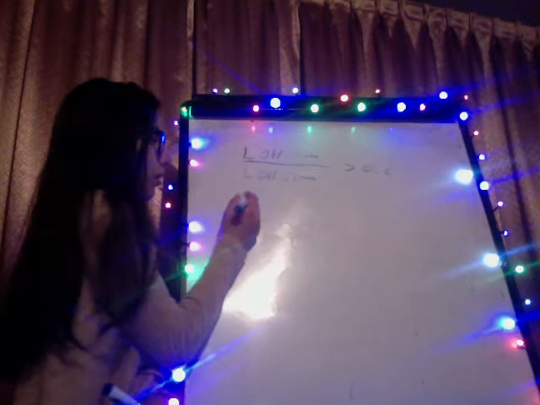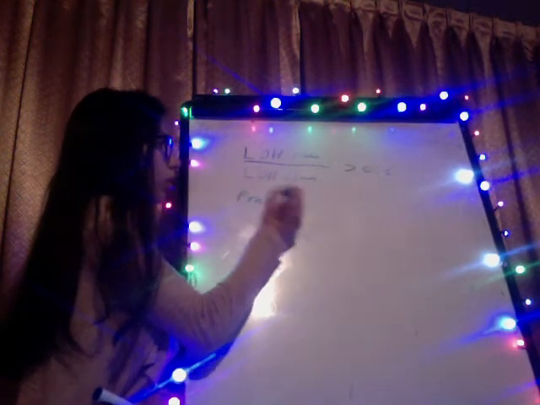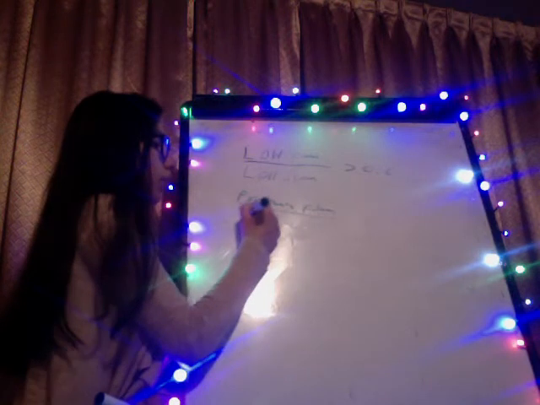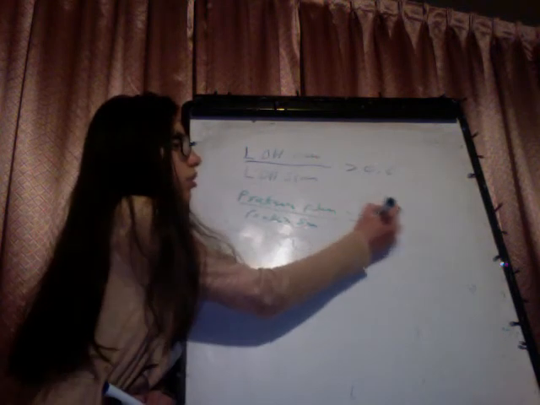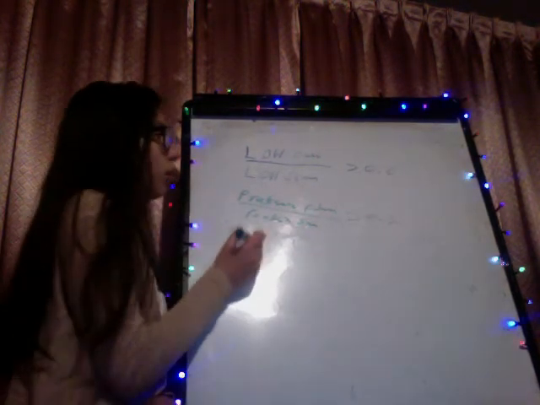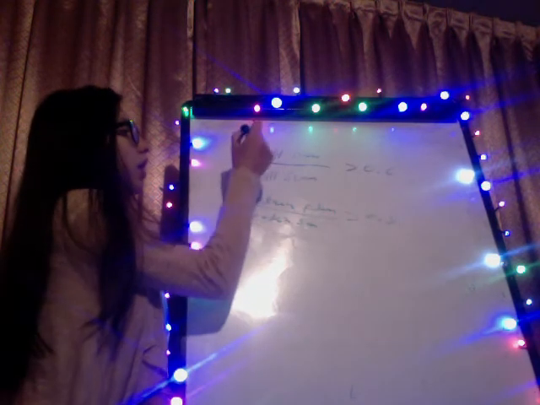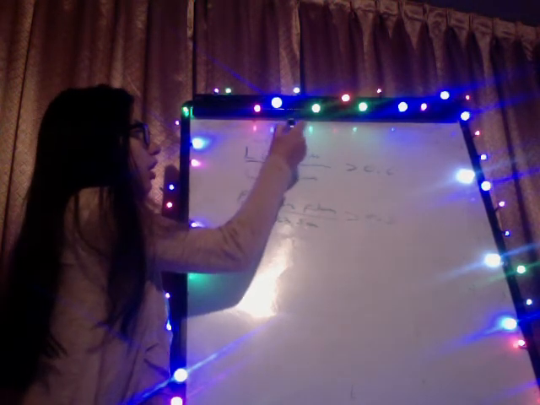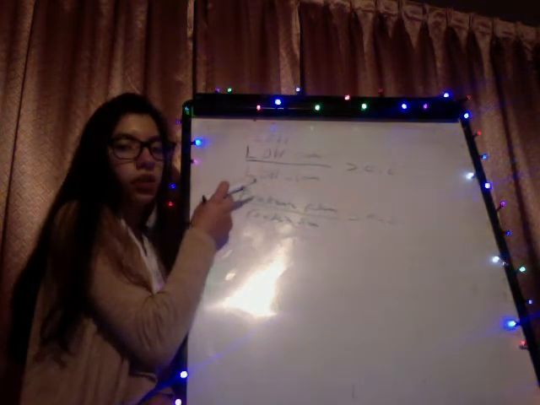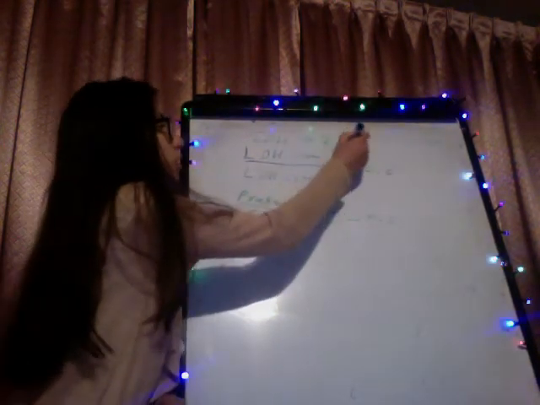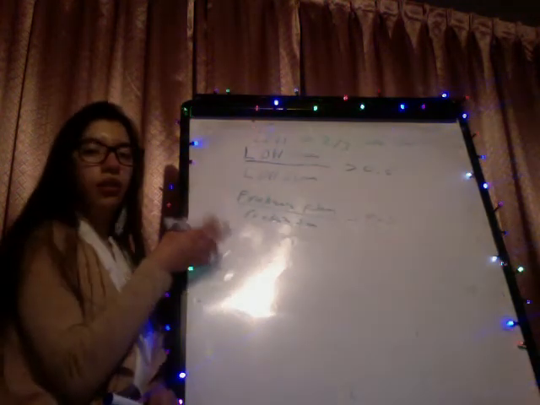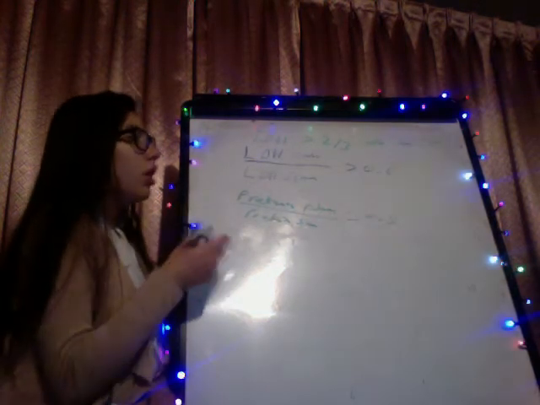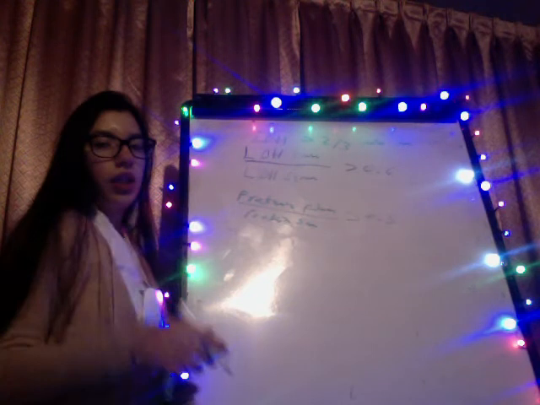Other criteria is if the protein in the fluid over the concentration of the protein in the serum is greater than 0.5, it is exudative. Or if the concentration of the lactate dehydrogenase is greater than 2/3 of the upper limit of the normal range of the lactate dehydrogenase. If none of this is accomplished, then it is a transudative.